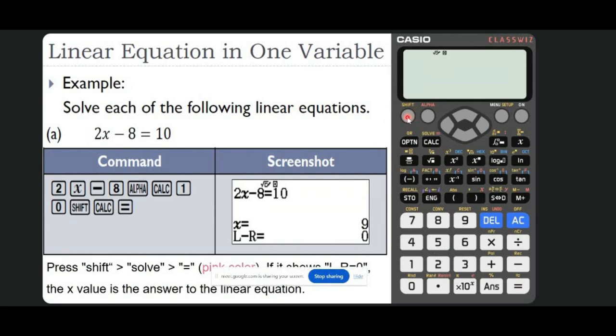Okay, why you need to press shift calculate? Because you need to use the solve button here. Solve function here, the yellow one. So you need to shift solve. So you need to press shift and then press CALC button. Then press the equal sign at the bottom of your calculator. Then you will see something like this on your screen.